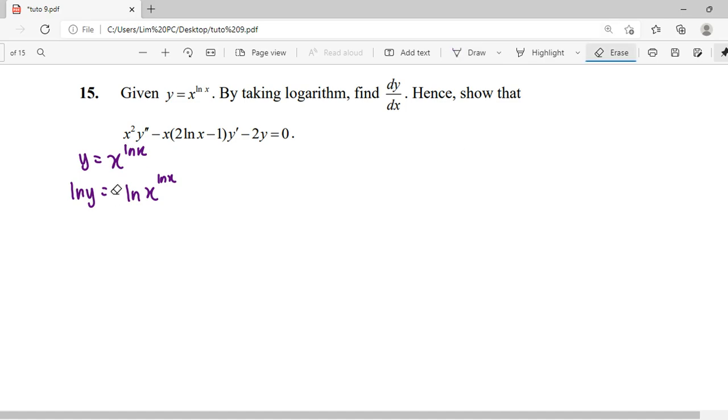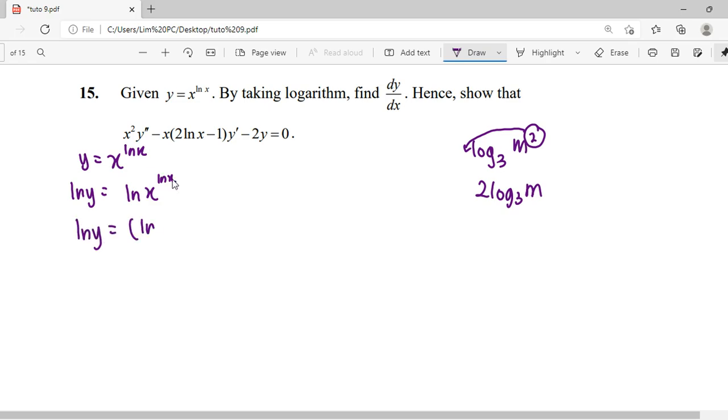Like, let's say we have log 3m squared. The rule of logarithm is when we have an item in power, this power can move to the front. It will become 2 log 3m. So this is the property of log we're going to use here. The power of this item, which is ln x, we're going to move to the front. So it will become ln x times ln x.